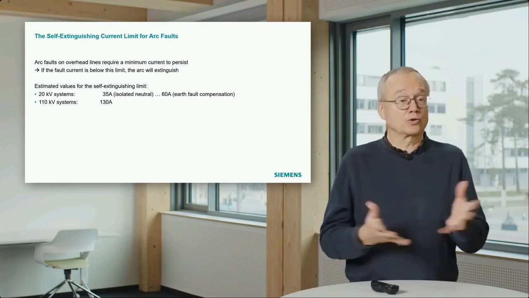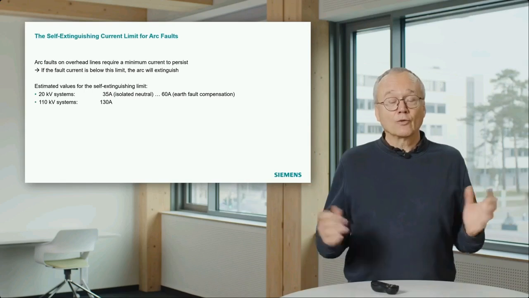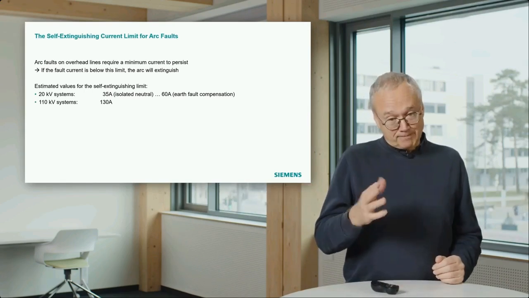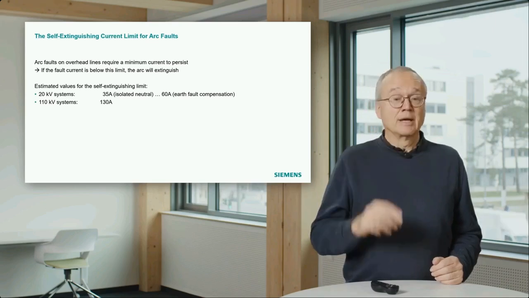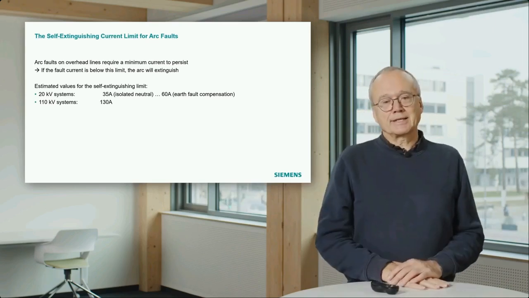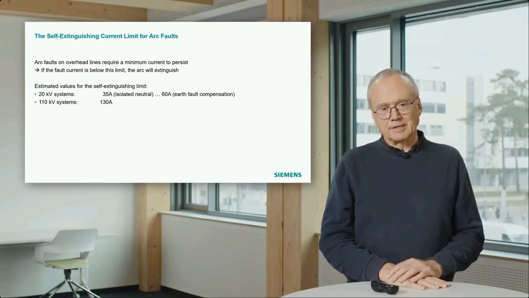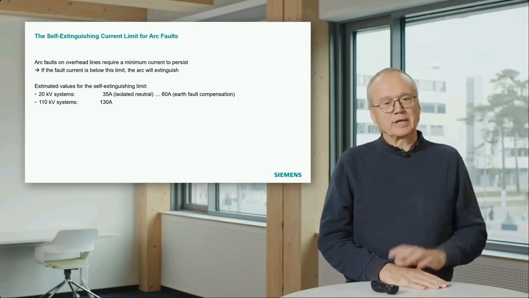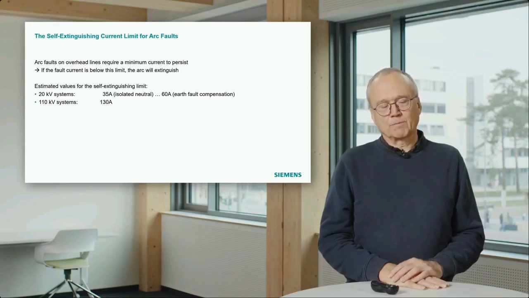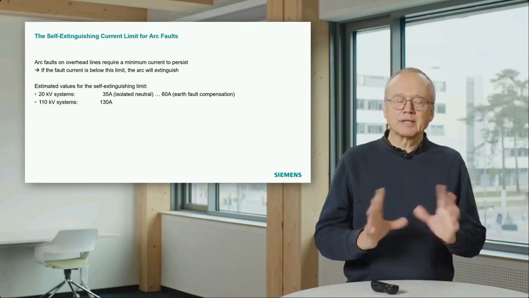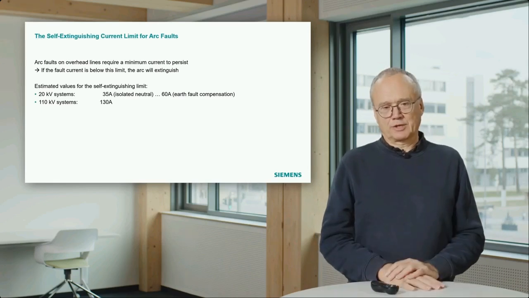And that is an advantage. You don't have to trip anything. The fault just disappears. If you have earth fault compensation, what we will discuss in the next part, this limit is a bit higher at 60 amps. If you go into 110 kV systems, you typically have earth fault compensation. This limit is around 130 amps, but it depends on a few other conditions.